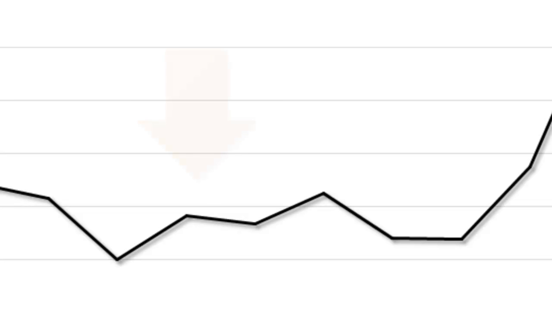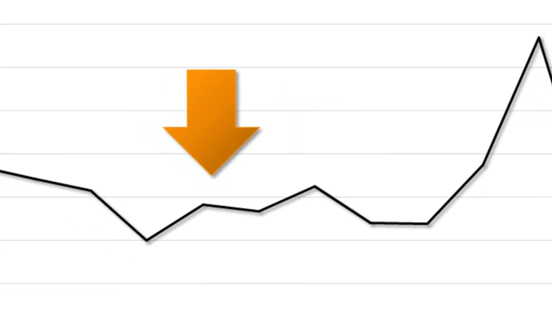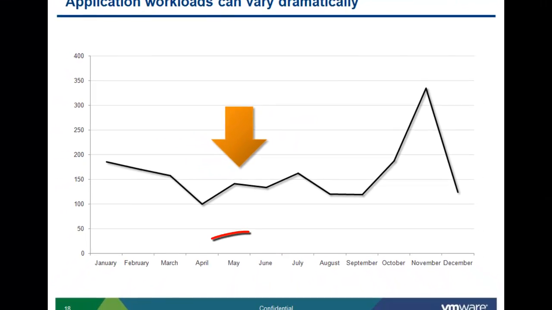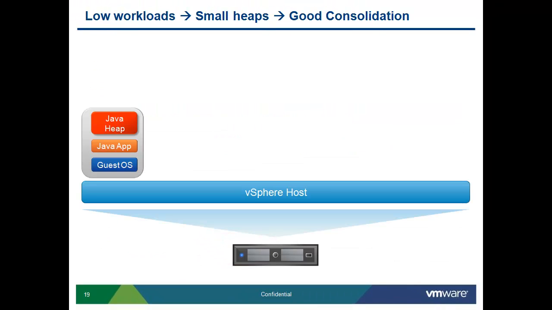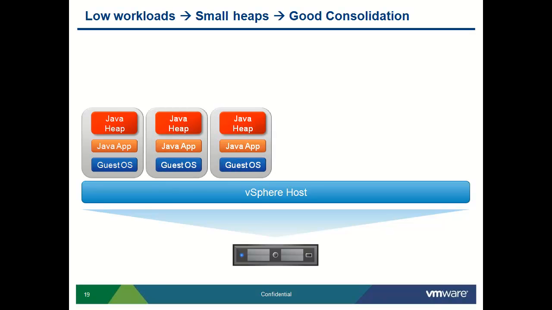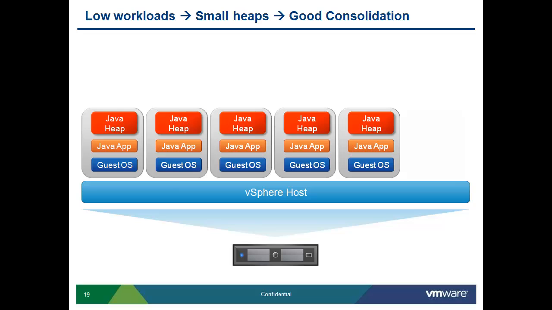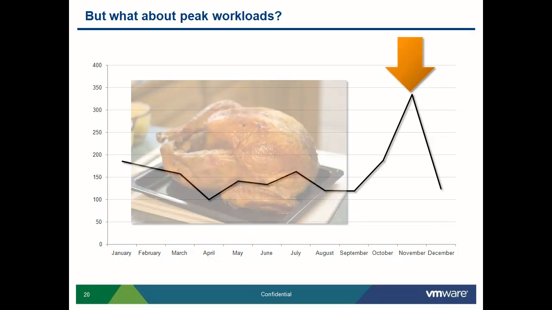Workloads can vary. They can vary based on day, based on hour, based on day of week, based on season. There can be many different patterns to workloads. When we have small workloads and we can predict workloads, we can consolidate these resources. We know how many Java workloads we can fit on a vSphere host. We can do so by keeping these workloads small. The problem is, what about peak workloads?